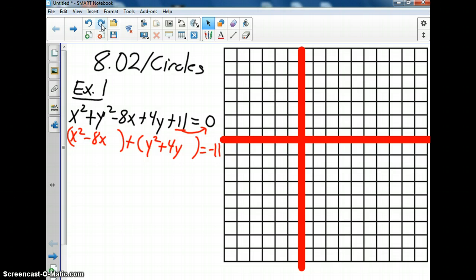Let's look again. X's go with X's, and Y's go with Y's. This number goes to the other side. We always do it this way.